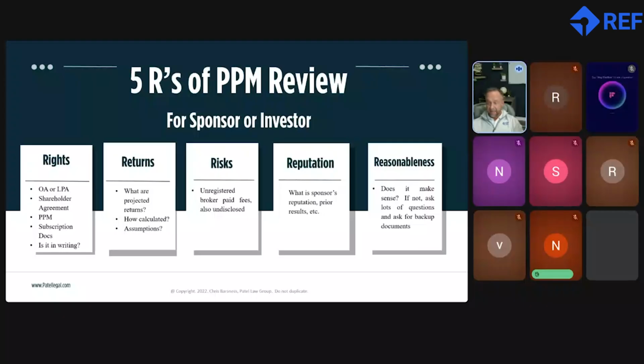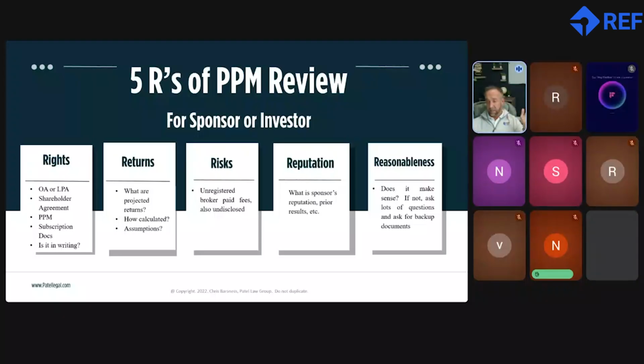What are the assumptions behind them? How are they calculated? Risks, what are some of the risks involved with the investment? We want to make sure that we fully disclose any compensation that's being paid to the GPs, if there's an unregistered broker-dealer, like any of these things that are potential risks, we want to disclose. That's why our risk factors on our PPMs are 20 pages long, because we want to disclose all the potential risks to protect our client as much as possible.